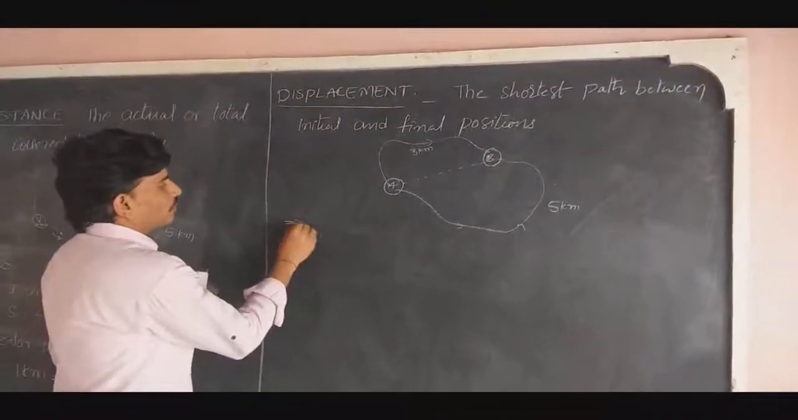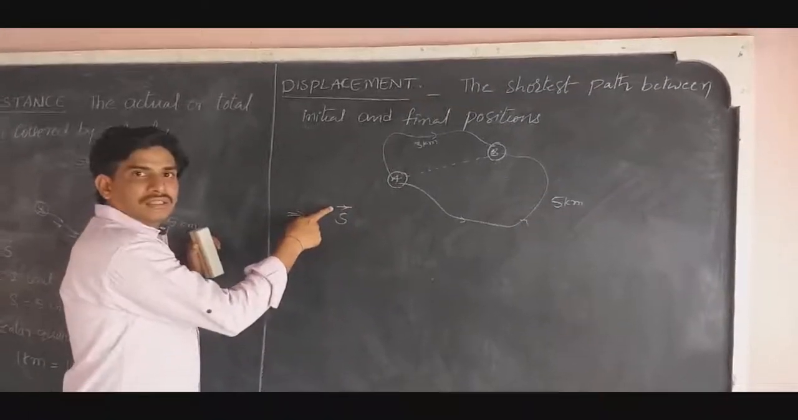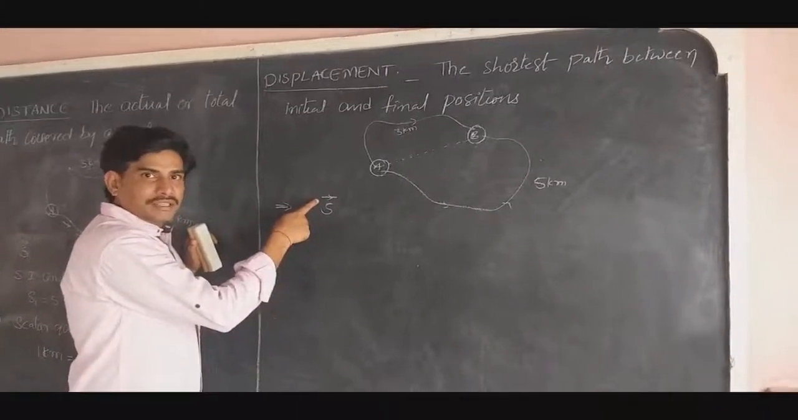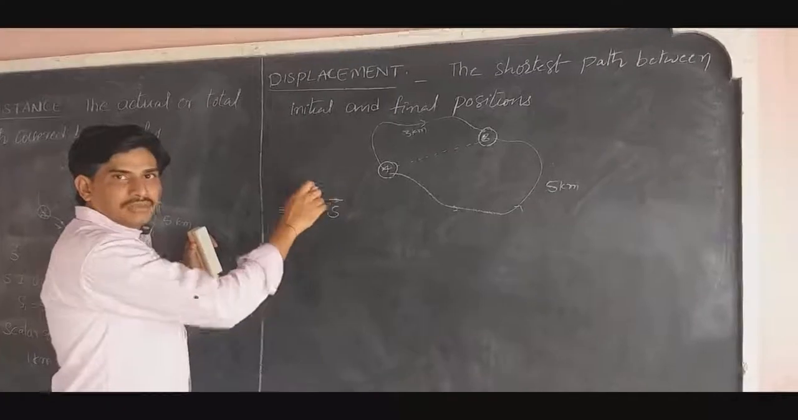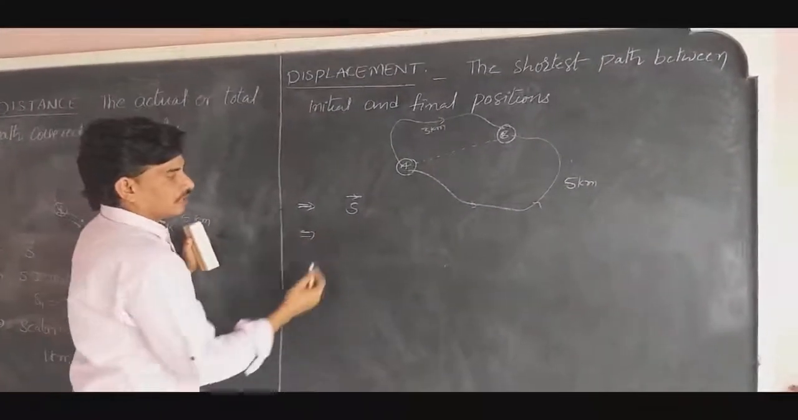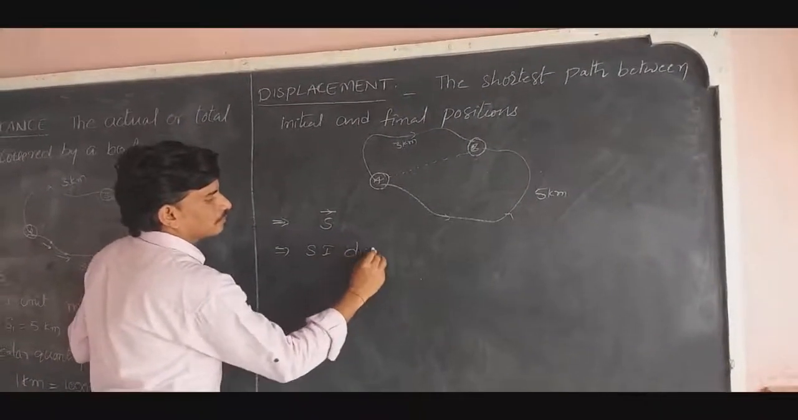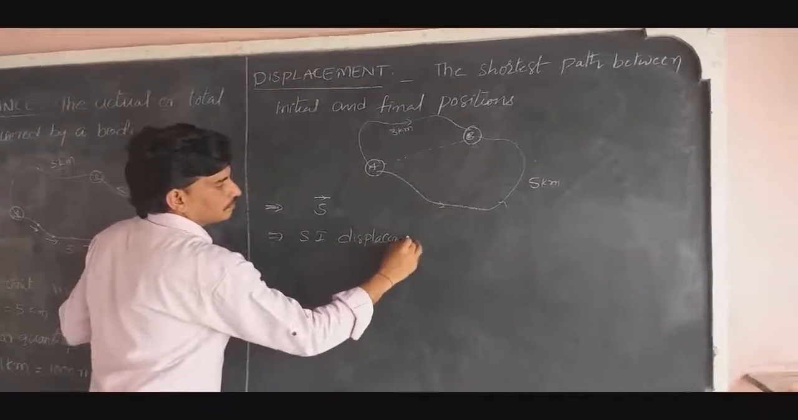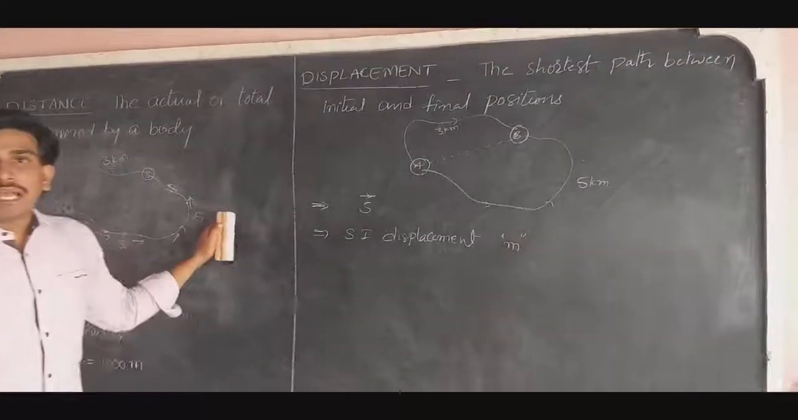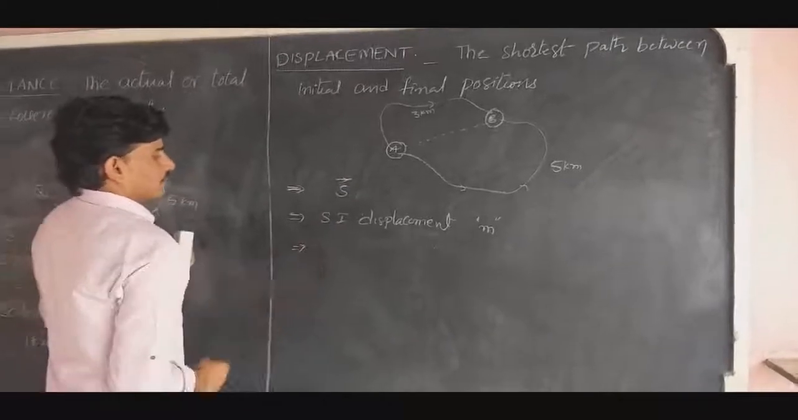Generally, we indicate displacement with the symbol S bar. What does this arrow mark indicate? It means direction. So we denote displacement with S bar. And very similarly, the SI unit of displacement is meter only. So displacement also has the same unit, that is meter. Good. And it is a vector quantity.